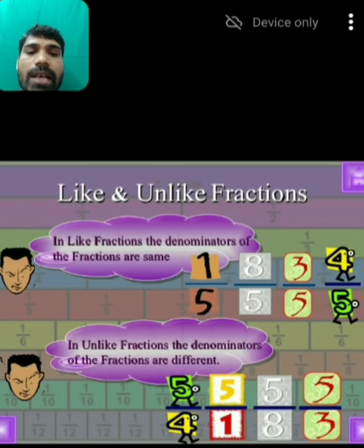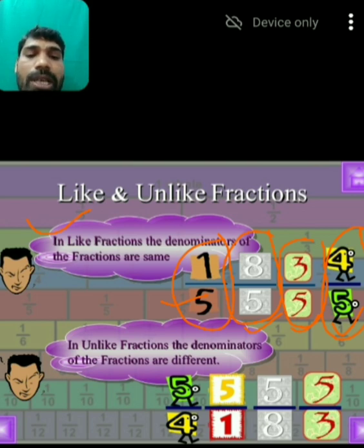Let us start with like and unlike fractions. So what are like fractions? See the examples given: 1 by 5 and 8 by 5, 3 by 5 and 4 by 5. You observe the denominators: all the denominators of these fractions are the same, 5. So in like fractions, the denominators of the fractions are the same. So these are the like fractions.